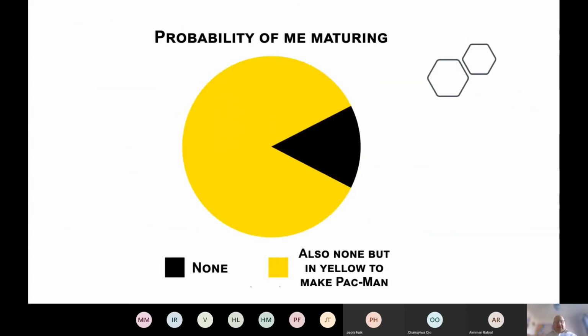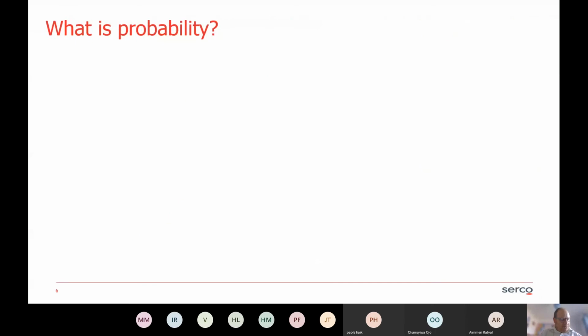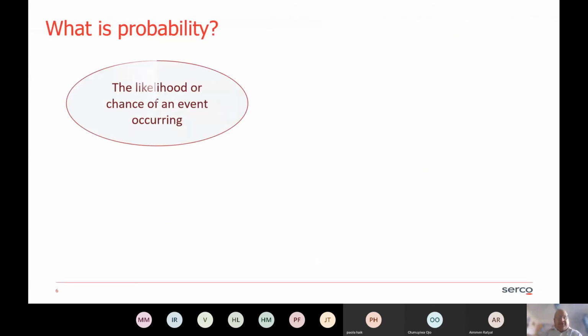So probability can be displayed in various ways, including pie charts. And what probability is ultimately is the likelihood or the chance of something happening. So it could be tossing a coin, whether you get heads or tails, rolling a dice, picking a card at random, a whole variety of things. It's the chance of something happening.